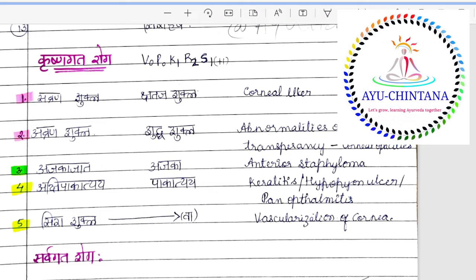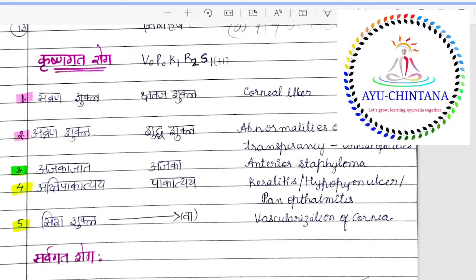And Sira Shukla, the name itself carries the word Sira. So the correlation is vascularization of the cornea. I hope there is no difficulty in understanding this because there are only 4 Vyadhis and it is totally understandable and it is easy to remember. Comparing it to the Sandhigata or Shuklagata or even the Vartma where we have 21 Vyadhis in total, Krishna Gata has just 4 Vyadhi.